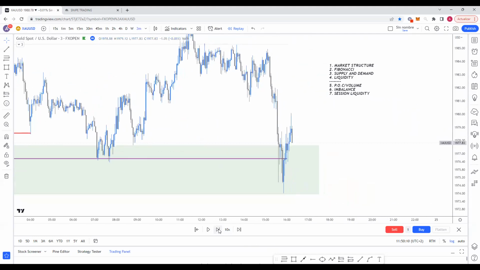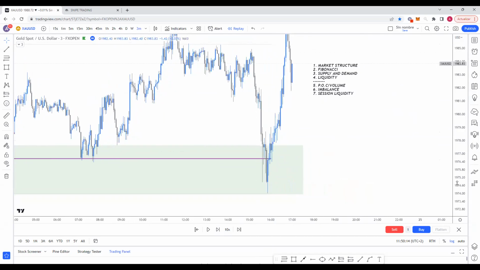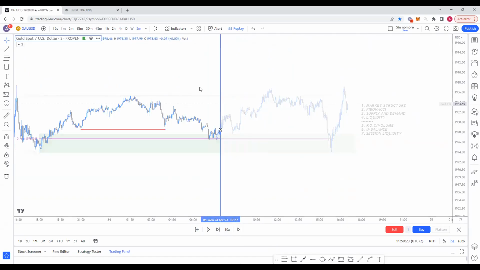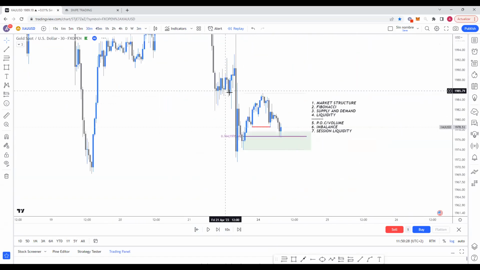So let's see. I'm not sure if price gave it. I'm not sure if I got the example. No, I was looking for this example. Sorry. This was the good example. Sorry. So let's see if I can make it clear now.